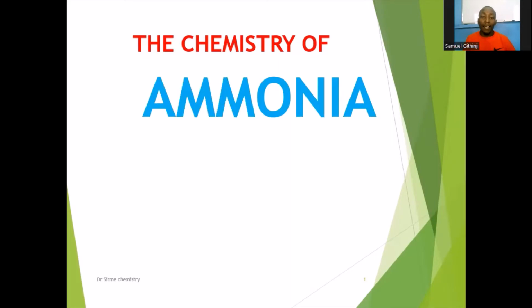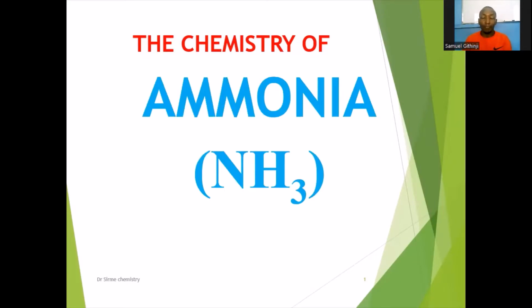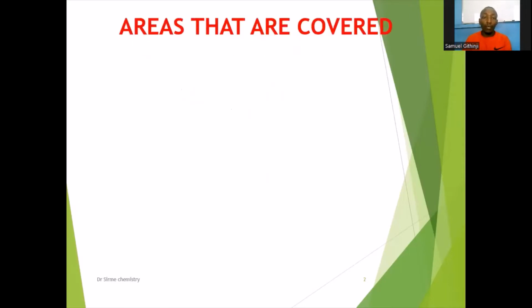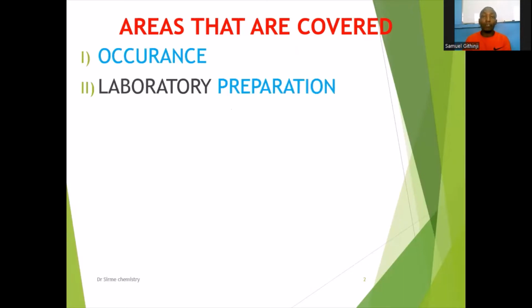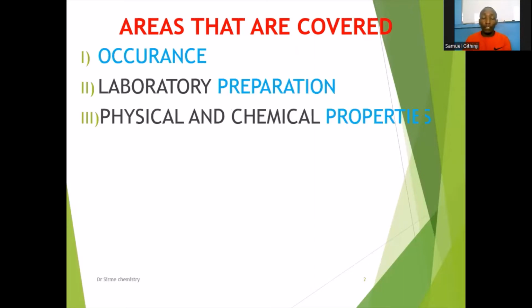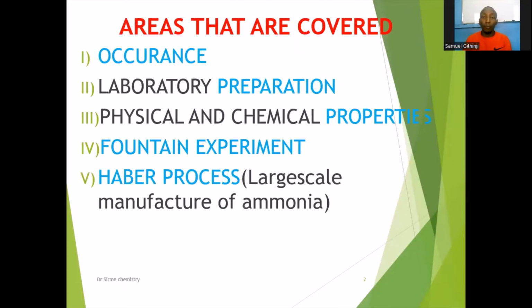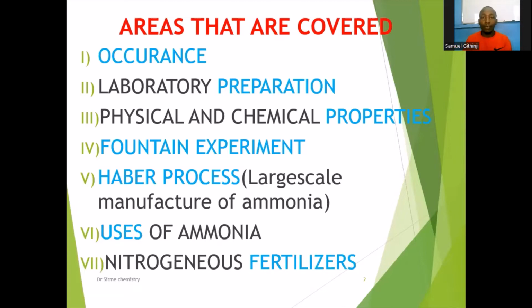This is the chemistry of ammonia, as you can see there, the formula NH3. Basically, the areas I'm going to cover: I will talk about occurrence of ammonia, the laboratory preparation of ammonia, some physical and chemical properties, the fountain experiment for ammonia, then the large-scale manufacture of ammonia, a process called the Haber process. Then I go through some uses of ammonia, and finally some nitrogenous fertilizers.